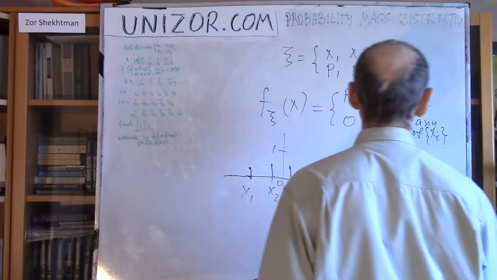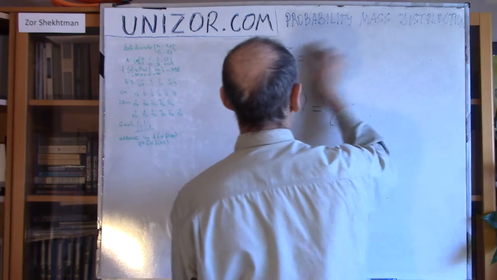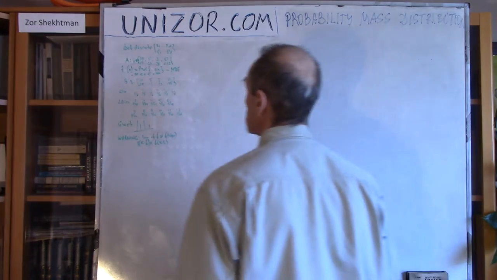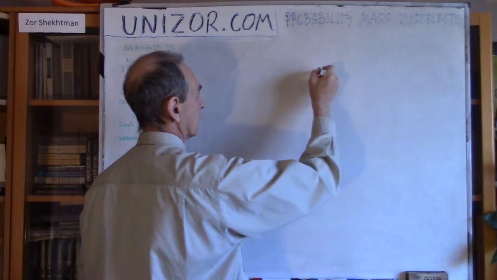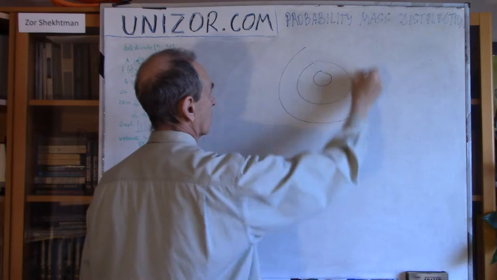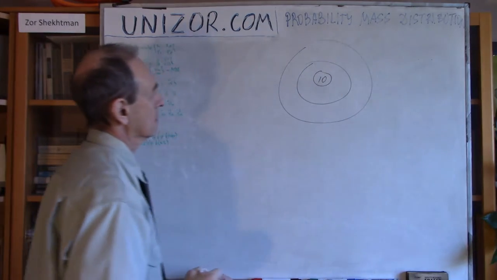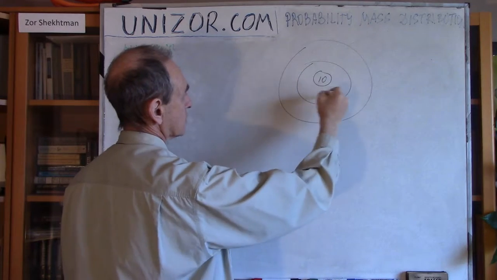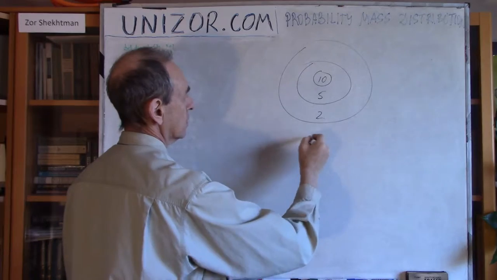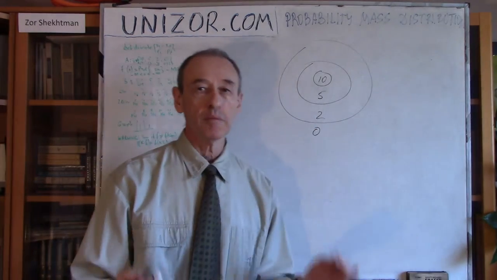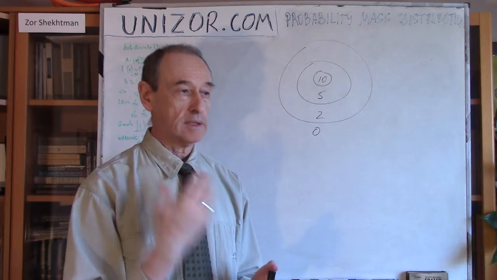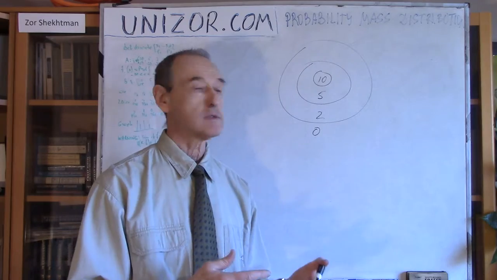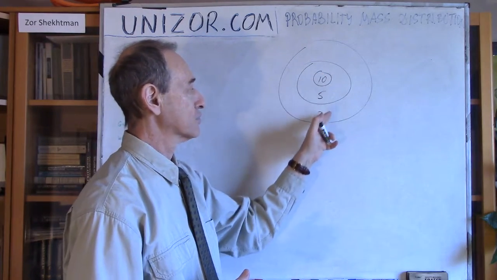Okay, now let me just go to a few examples. Example number one, we shoot a target. We have 1, 2, 3. We associate this with 10 points. Now, if a person shoots into this area, it's 5 points and 2 here and 0 outside. So we are talking about, let's say, a sharpshooting competition, and every person has a certain level of skills. Based on this level of skills, we know that this particular person has the probability of hitting 10, 5, 2, or 0 points, right?